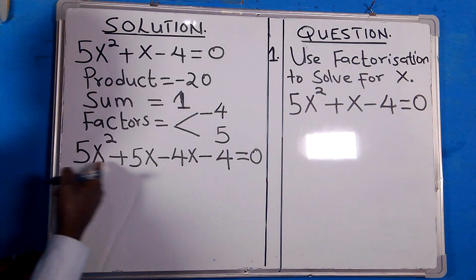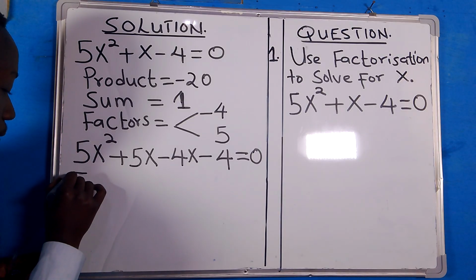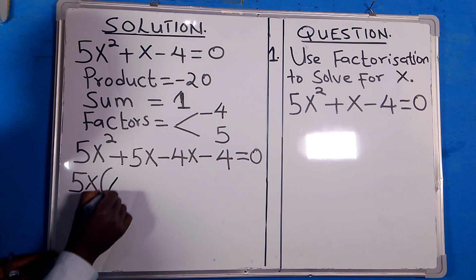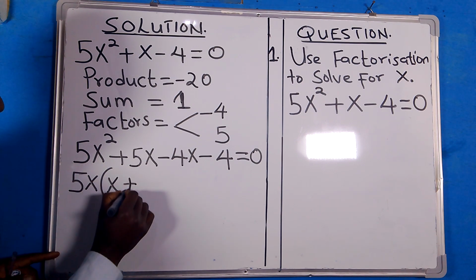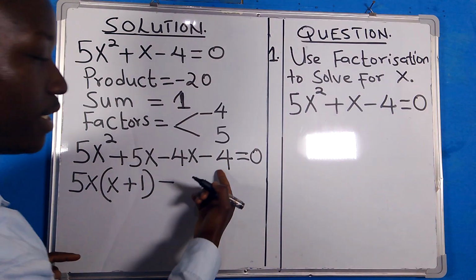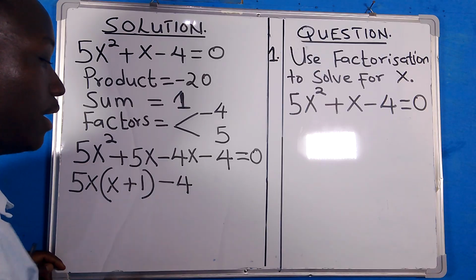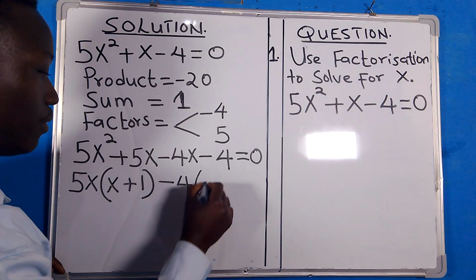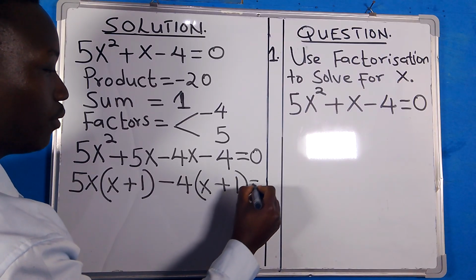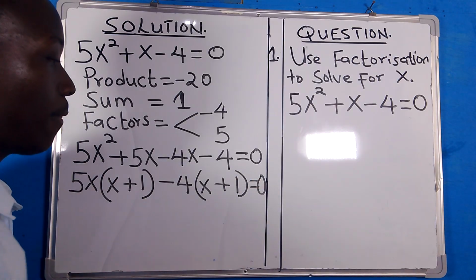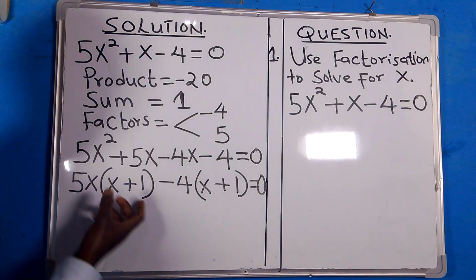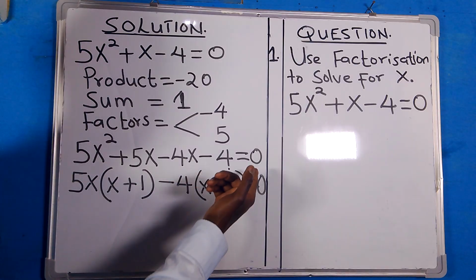So here the common divisor is 5x, into bracket, we will be left with x plus 1. Minus, the common factor here is 4, and we will be left with x plus 1. That will be equal to 0. If you check clearly, if you open this bracket, you will end up having the whole equation here.